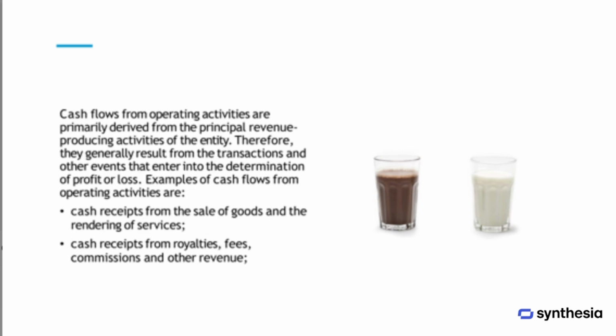Cash flows from operating activities primarily stem from the main revenue-generating activities of the entity and typically arise from transactions and events that contribute to the determination of profit or loss. These cash flows include receipts from the sale of goods and services, as well as cash receipts from royalties, fees, commissions, and other forms of revenue.